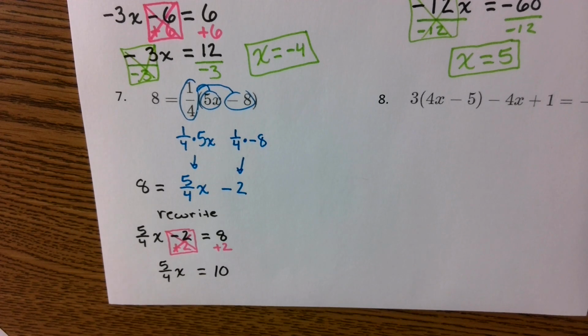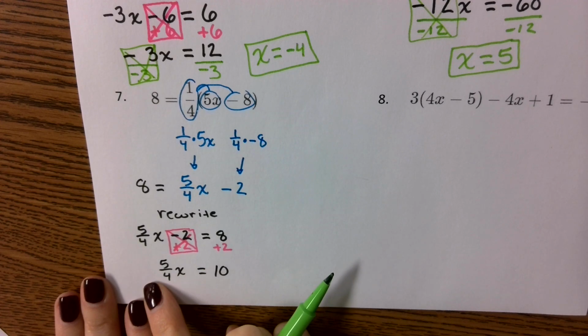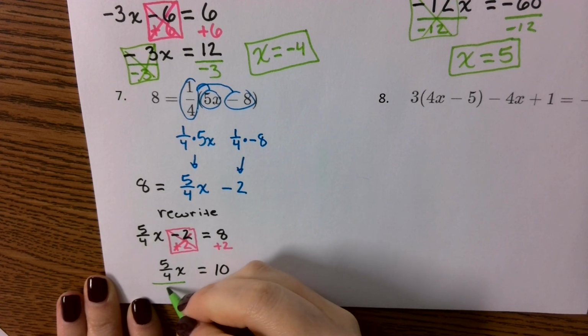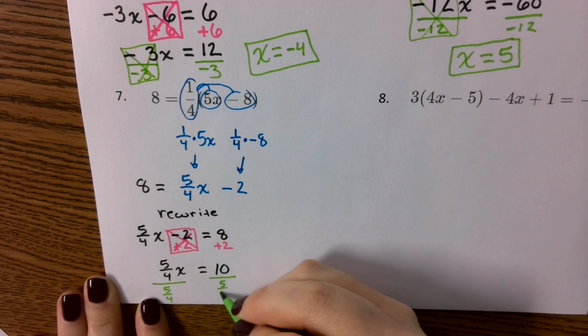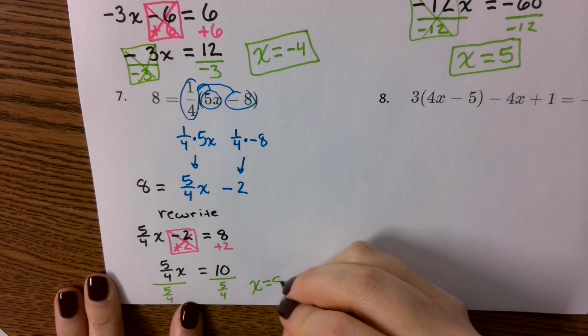All right. Are we going to multiply or divide? Divide. Even though it's a fraction, the fraction is in front, so we're going to go ahead and divide. We're going to divide both sides by 5 over 4. And we'll get x is equal to 8.